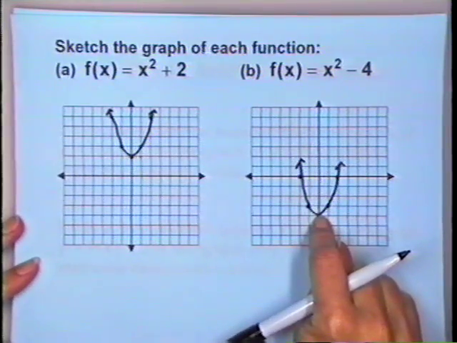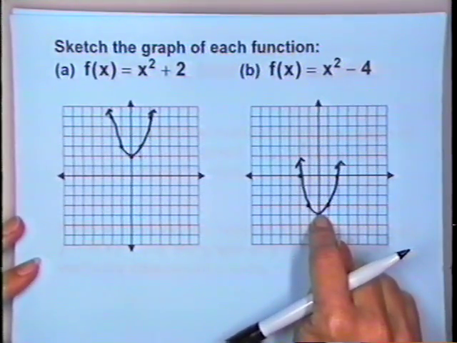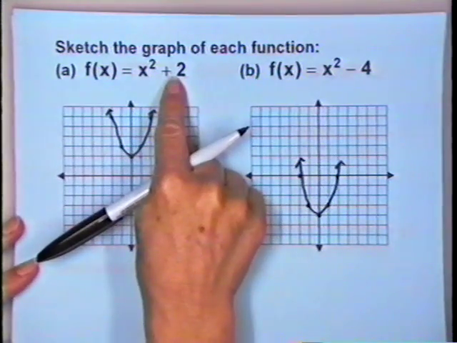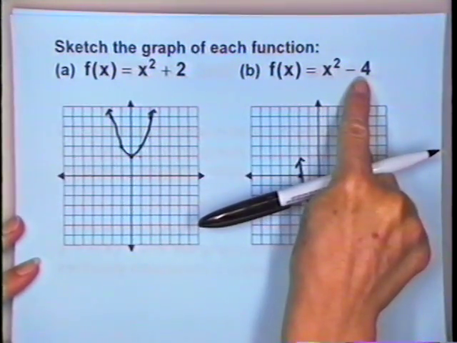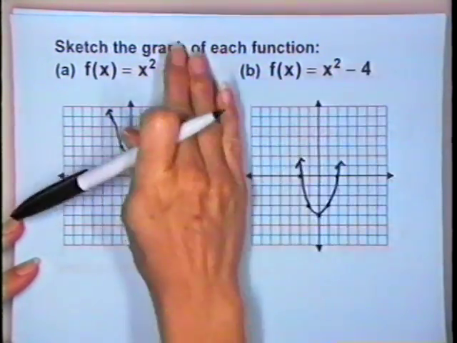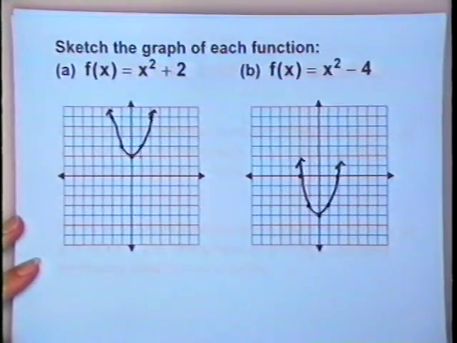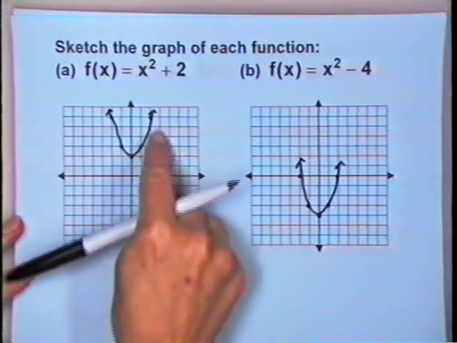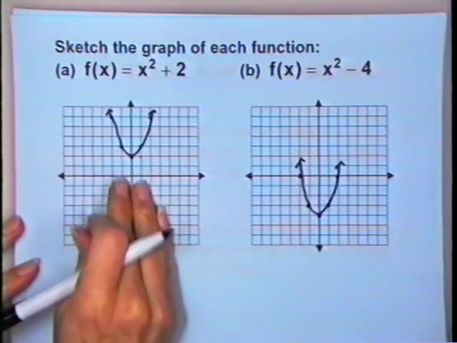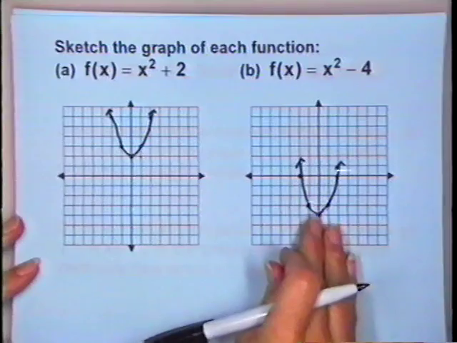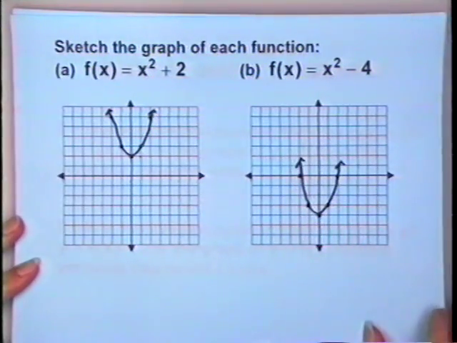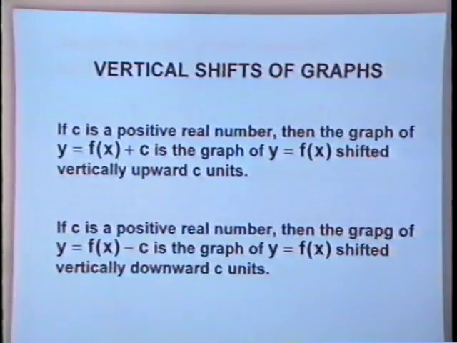Now what we're going to do then is look at a rule that explains whenever we have a number either added or subtracted from a basic function that we already know the graph of, basically we can know what that graph's going to do. It's going to look like the graph of our basic function, but it will have been translated either up or down from its original position. Let's look at that statement.